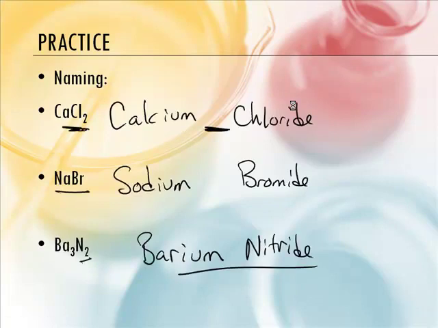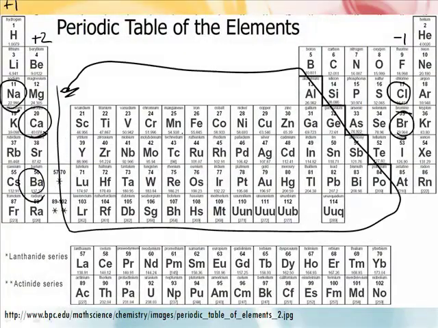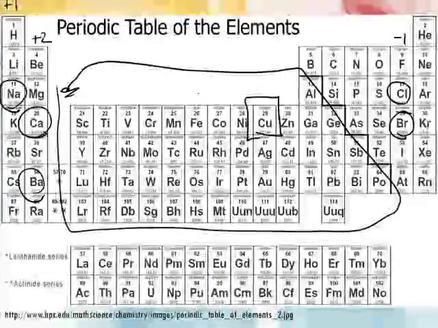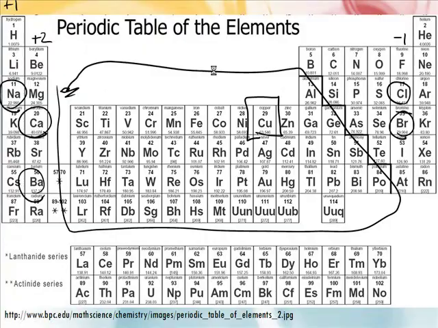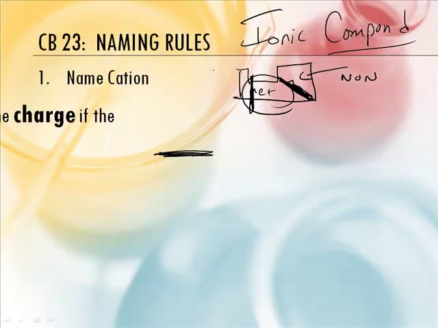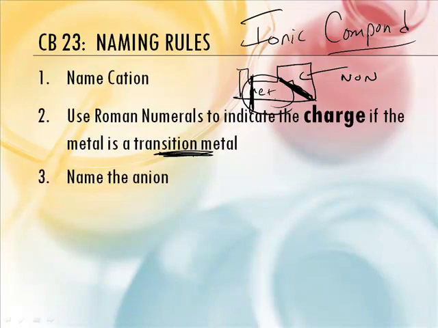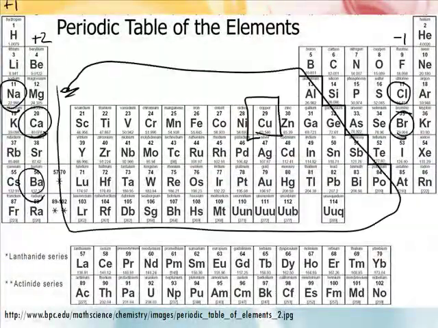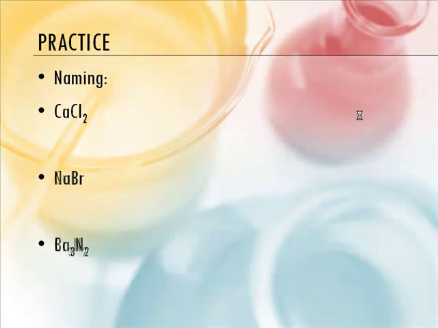Now, if we look at copper on the periodic table, copper is a transition metal. Here's copper right here, and he is in this big box. Transition metal. So I need to give him a Roman numeral. Now, what do the rules say? Well, the Roman numeral is based on its charge. It's not how many of them there are. It is based on the charge. Are you sure it's the charge? I'm positive it's the charge. Don't ever try to make it anything other than the charge.